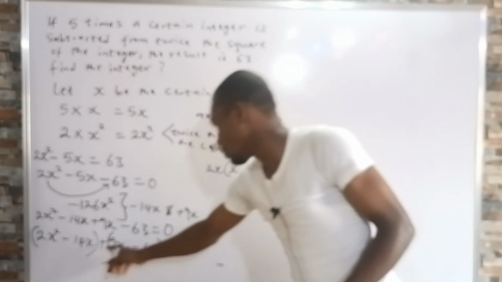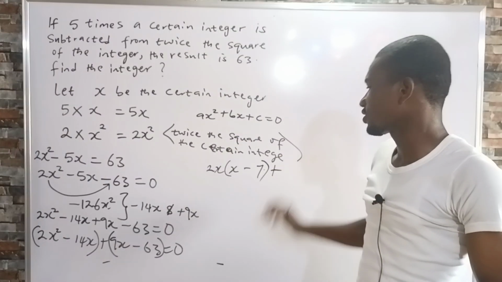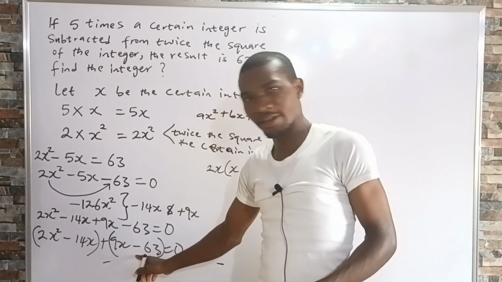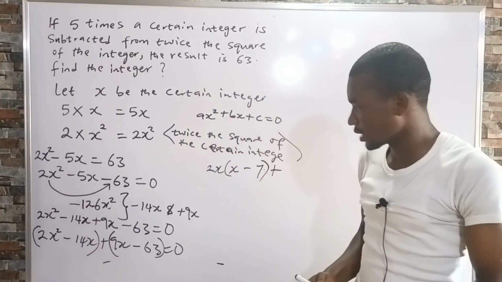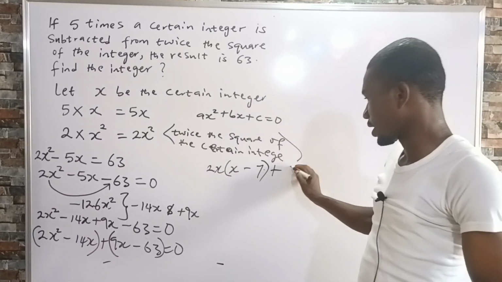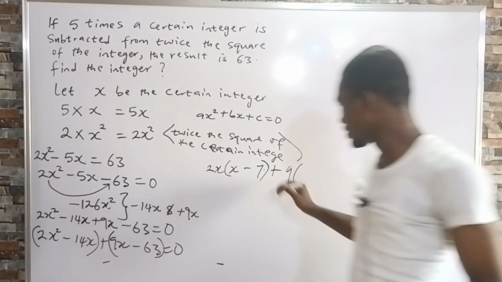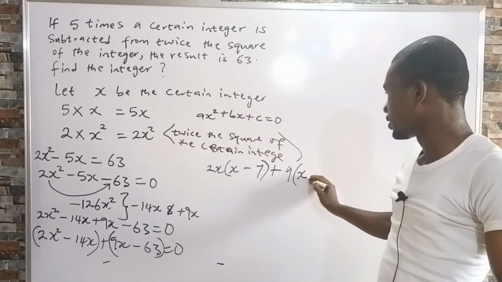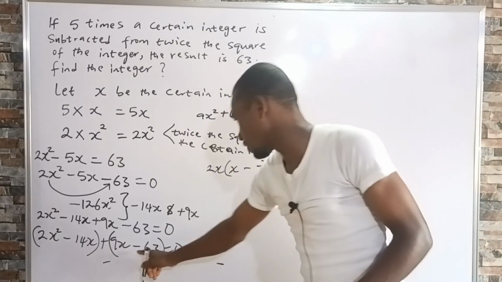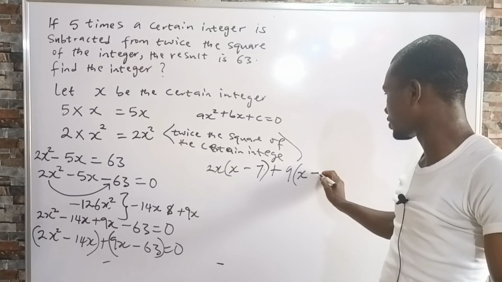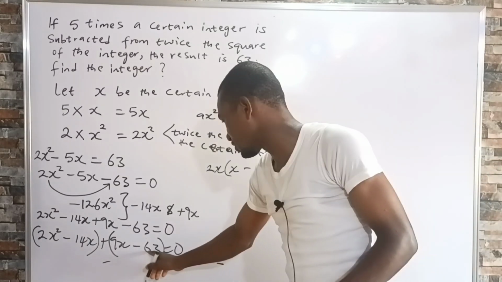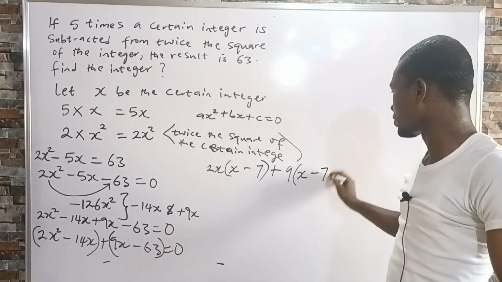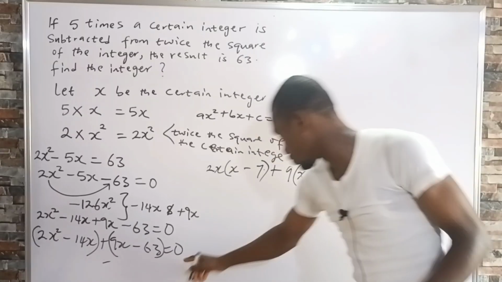Then plus, what can divide 9x and minus 63 without remainder? That should be 9, such that 9 goes into 9x, we are left with x. Then plus times this minus is going to give us minus. Then 9 divided into 63 is going to still give us 7. That is equal to 0.